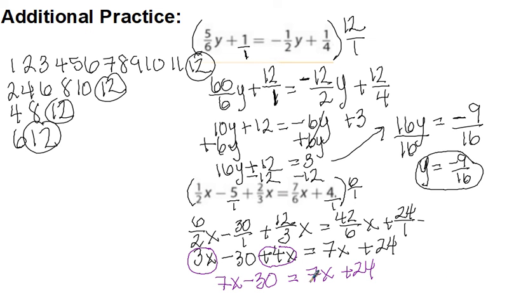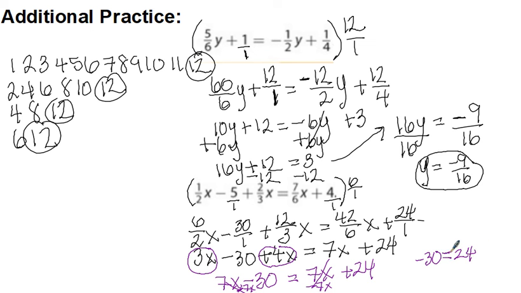So I'm going to minus 7x from both sides. I don't really have room, unfortunately. Probably should have done it over here. I'm going to squeeze it in right here. So we're minusing 7x. We're minusing 7x. 7x minus 7x cancels. 7x minus 7x cancels. We get negative 30 equals 24.